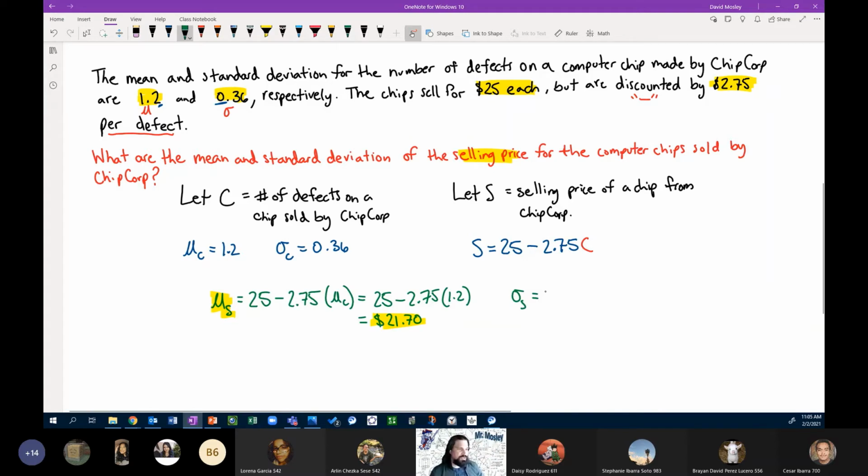The method we use is the absolute value of the constant in the multiplier, which is negative 275, times the standard deviation of C in this case. So that basically is 275 times 0.36, and that gets us to 0.99.